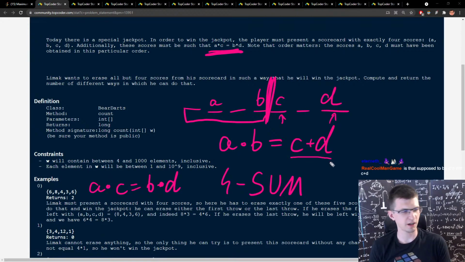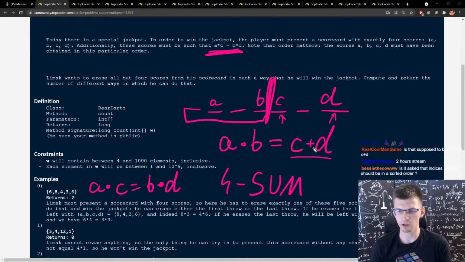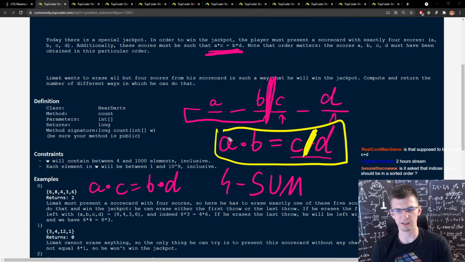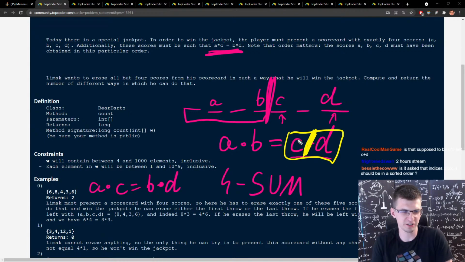On purpose here I said C plus D, because it doesn't matter. No matter what operation you put here, you can put XOR, you can put divide, any operation computable for a pair CD, you can figure out, and this is still solvable in n squared, as long as this is some operation you can compute in constant time.